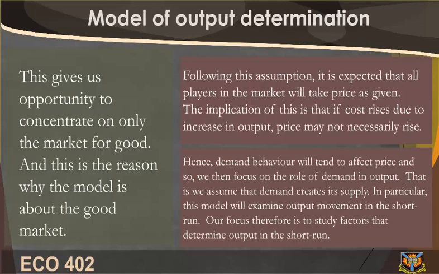Following this assumption, it is expected that all players in the market will take price as given. The implication of this is that if cost rises due to increase in output, price may not necessarily rise. Hence, demand behavior will tend to affect price, and so we then focus on the role of demand in output. That is, we assume that demand creates its supply. In particular, this model will examine output movement in the short run.